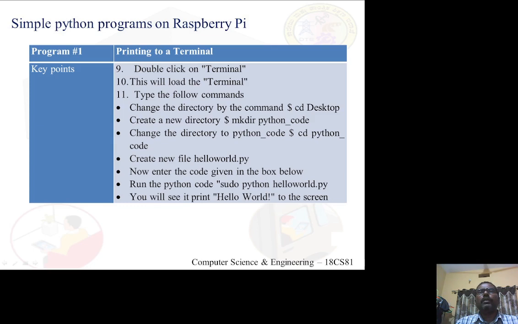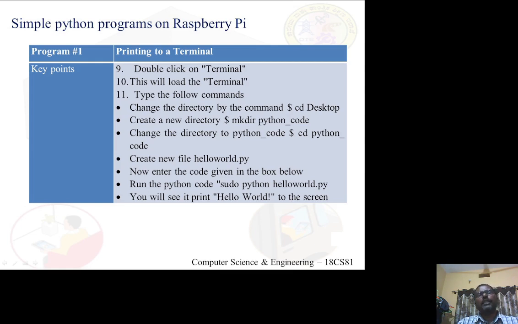Now, let us create one directory on the desktop, and let me save all my Python programs in that directory. So first I need to move from my home directory to desktop. For this, use command cd, change directory, Desktop.